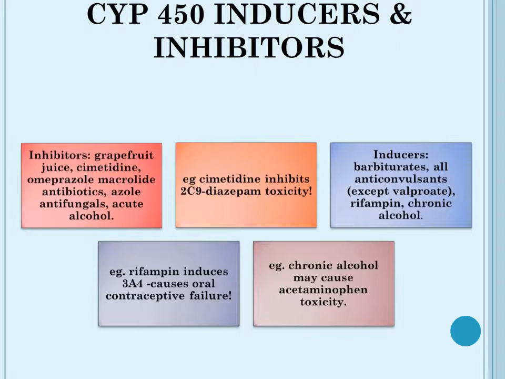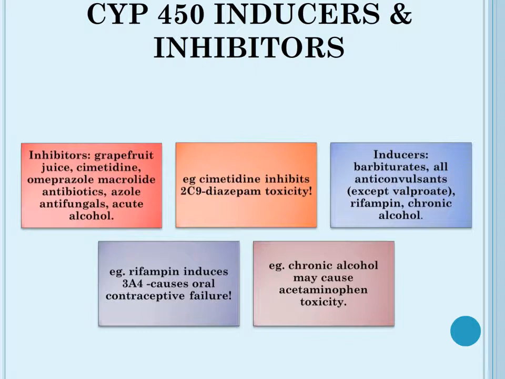Examples: grapefruit juice, cimetidine, omeprazole, all your macrolide antibiotics, azole antifungals, and acute alcohol. As an example, cimetidine specifically inhibits 2C9. If diazepam, the benzodiazepine, is given concurrently, you will inhibit the metabolism of diazepam and cause accumulation of diazepam in the plasma and therefore cause diazepam toxicity.